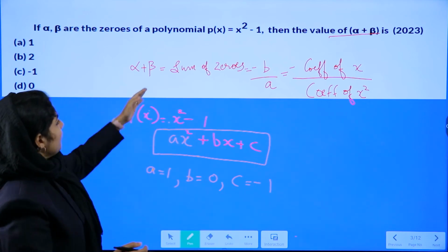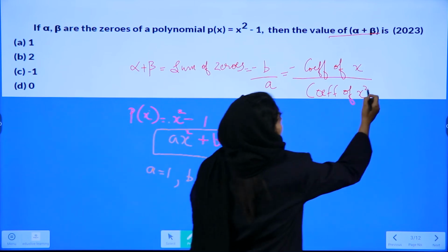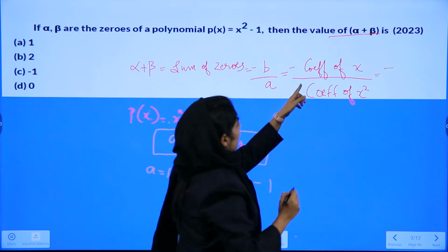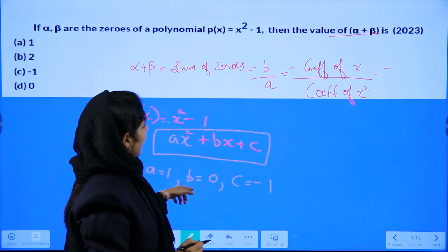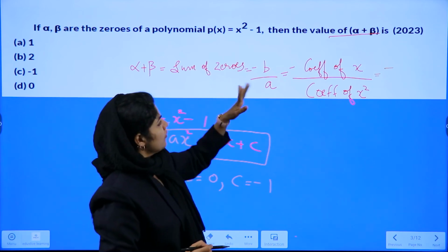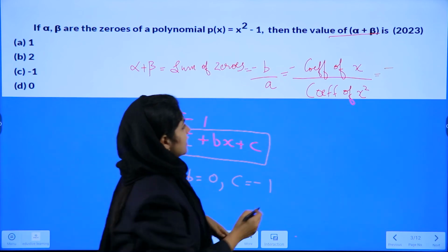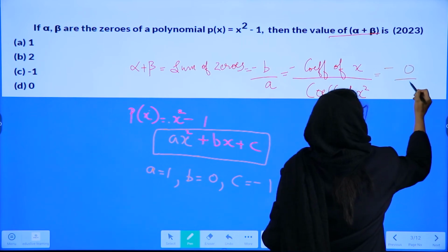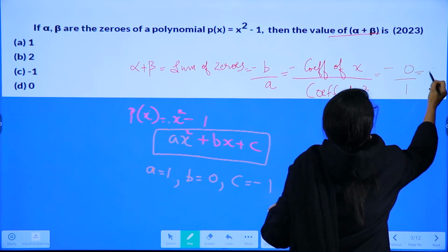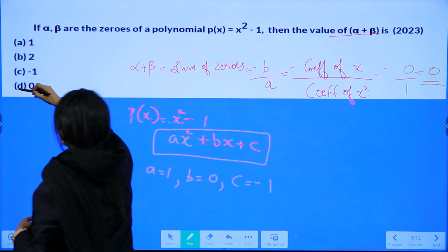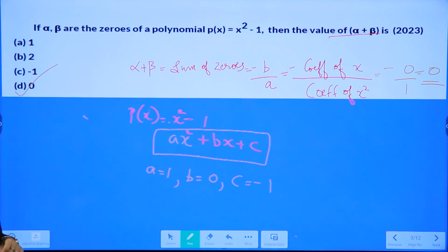So we can write the sum of zeros. It is equal to minus the coefficient of x, or you can use this formula, minus b by a. Minus b is 0 and the value of a is 1. So the answer is 0. So option D is the right answer.